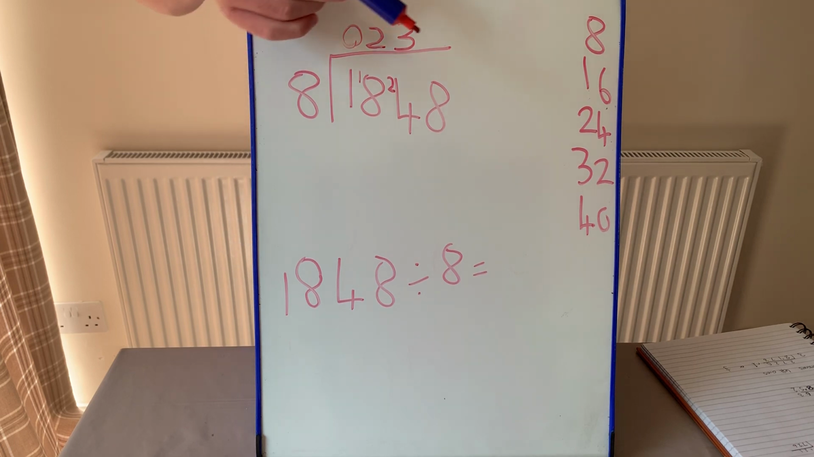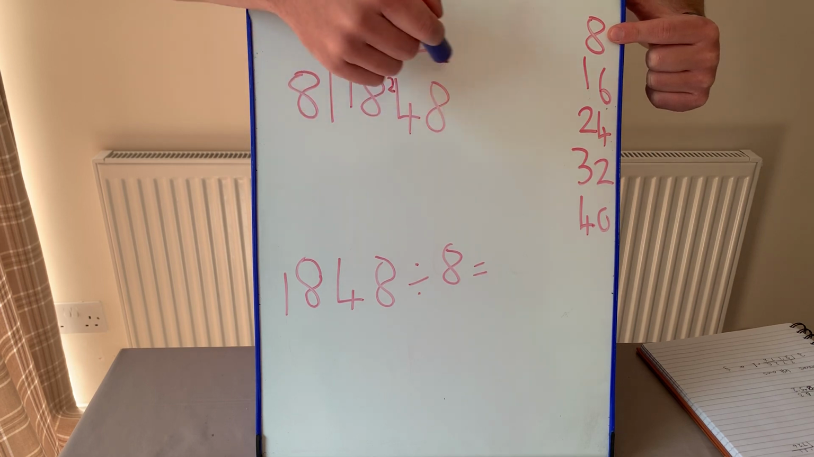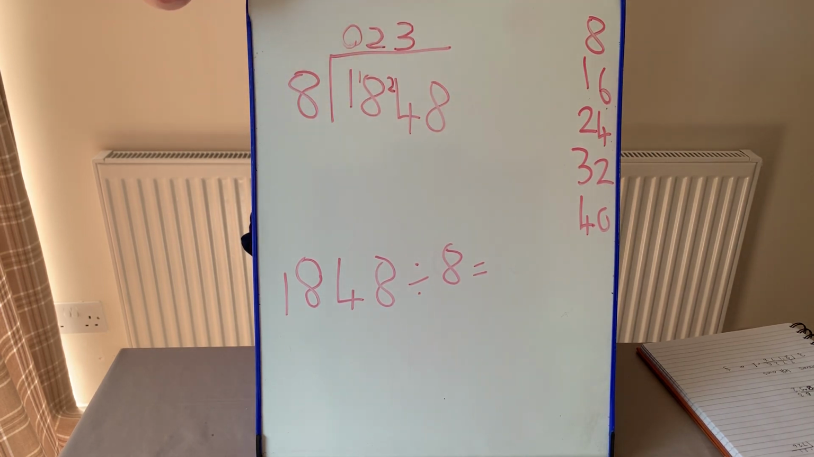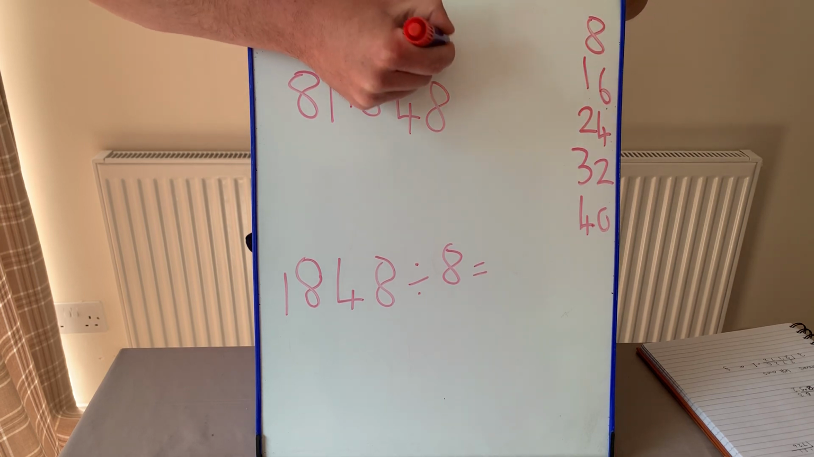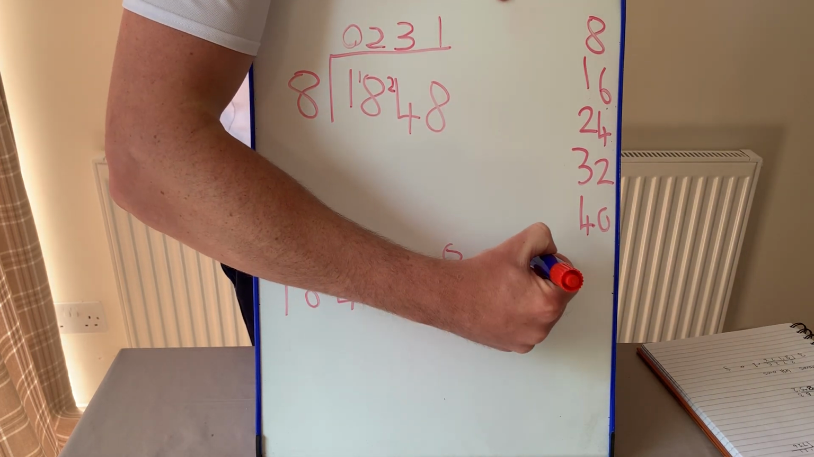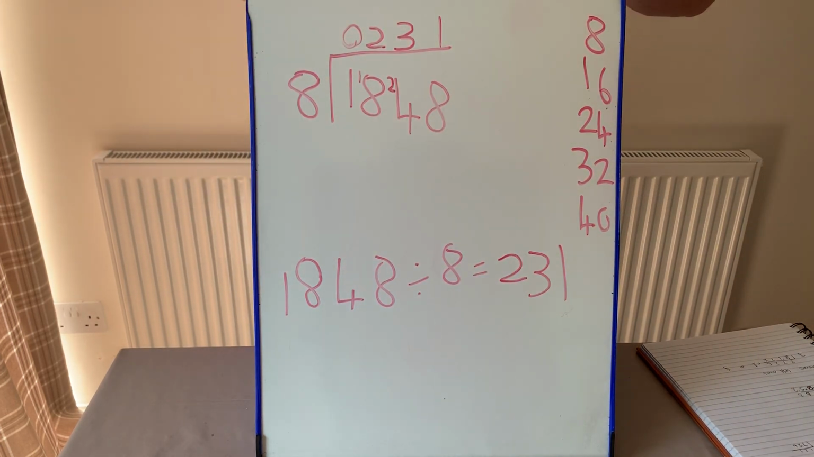Okay. And last but not least, the ones. That's what we want. We want something that's in our times table that's really easy. So 8 divided by 8. I know that is 1. Okay, so my answer is 231. So I might put that down there. I know I forgot to do that last time, but I'll do it this time for you.